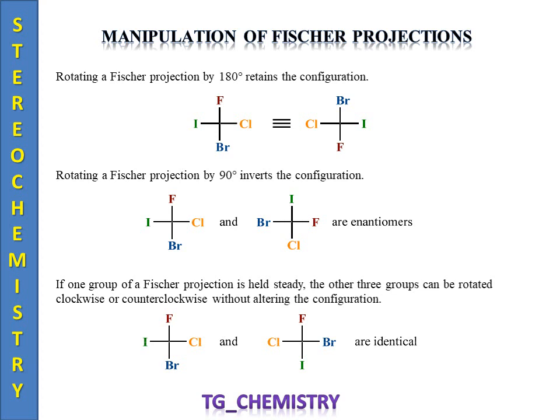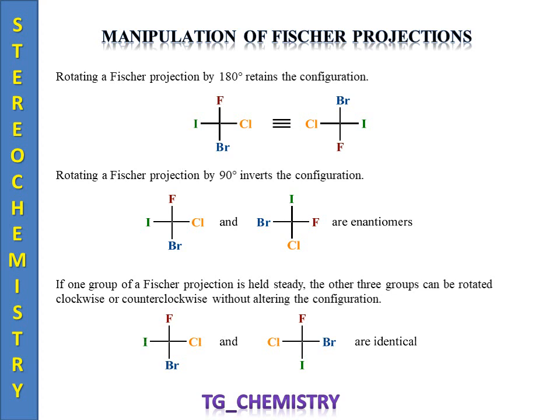Now rotating a Fischer projection by 180 degrees will retain the configuration. Okay, so you see the same compound with 4 halogen atoms. If we rotate the compound by 180 degrees, all the atoms or substituents will change their position. That means fluoro will come from the top to the bottom, bromine will go from the bottom to the top. Similarly, the iodo and chloro will exchange their positions. Okay, this is a simple manipulation: the 180-degree rotation will keep the configuration as it is.